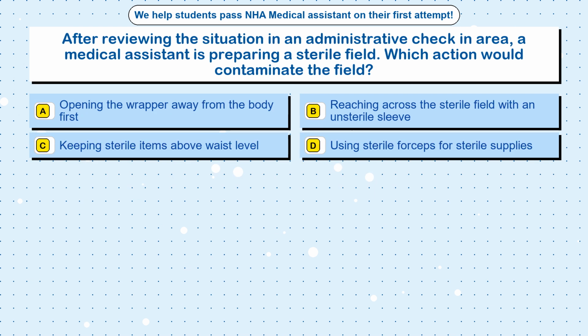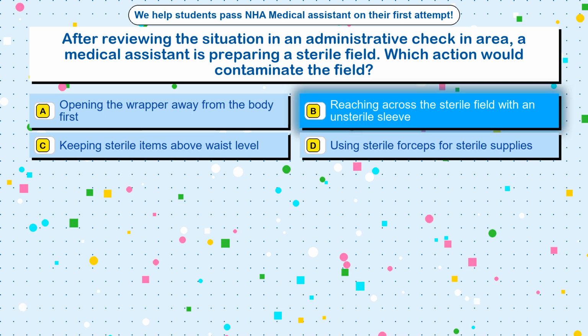Question 50. After reviewing the situation in an administrative check-in area, a medical assistant is preparing a sterile field. Which action would contaminate the field? Option A, opening the wrapper away from the body first. Option B, reaching across the sterile field with an unsterile sleeve. Option C, keeping sterile items above waist level. Option D, using sterile forceps for sterile supplies. The correct answer is option B, reaching across the sterile field with an unsterile sleeve.